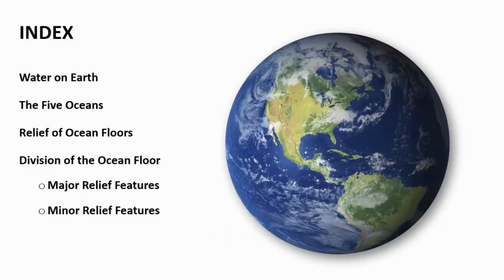So let's start. Now, let me first tell you about what we are going to cover in this session. We'll start off with a basic introduction about water which is present on Earth. Then we'll learn about the 5 major oceans on Earth. Then the relief of ocean floors, which is basically the topography of ocean floors. We'll learn about that also. Then we'll learn about the division of ocean floors, which is broadly categorized into two parts, that is major relief features and minor relief features. So we'll discuss all these in detail.